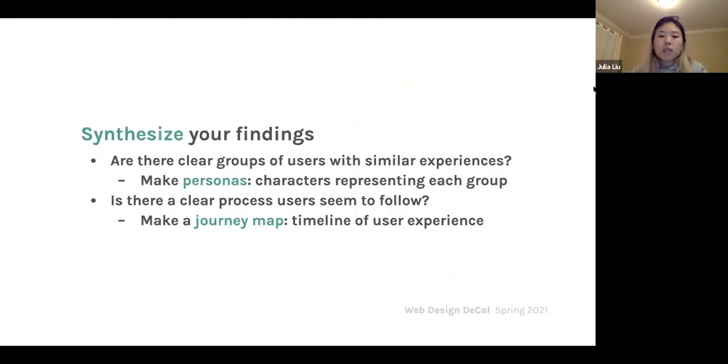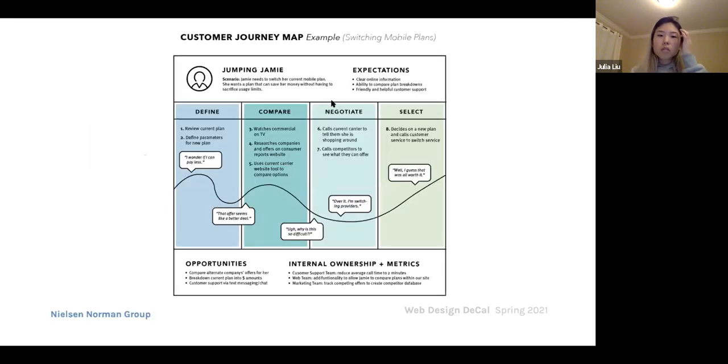And then if there's a clear process that users seem to follow, a journey map can be helpful to illustrate and visually display that process. Here is an example of a customer journey map of switching mobile plans. The main steps would be to define, so that's reviewing the current plan, and then comparing different plans, then negotiating for the best offer, and then the last one would be selecting the plan they choose to go with.